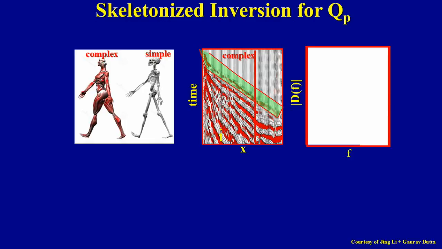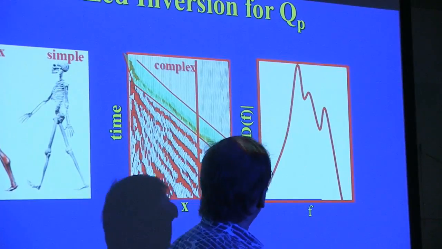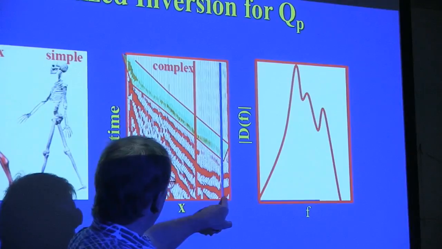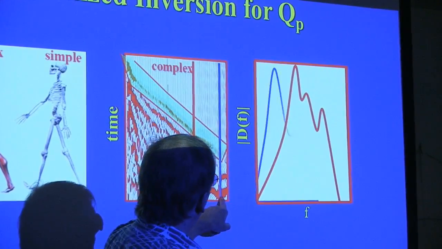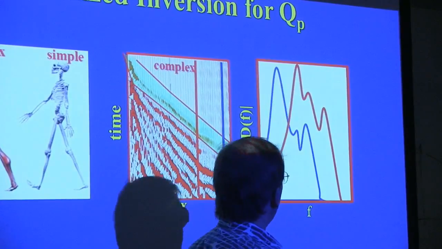And we take this trace, we'll call it the red trace here, take a transform of it in time, and we plot it here, and we get a peak over there. And this is a near offset trace. Then we take another trace, a far offset trace, and we plot its spectrum here. Notice the peaks are shifted.